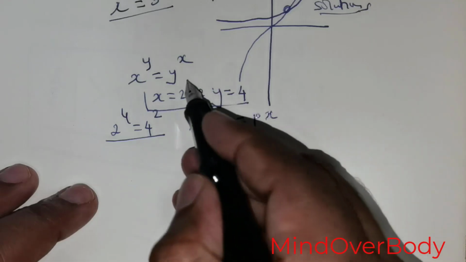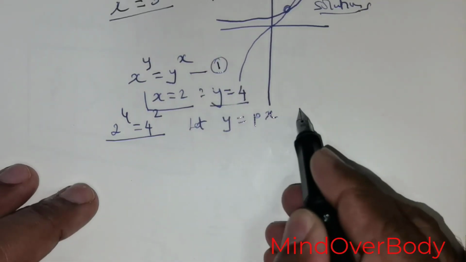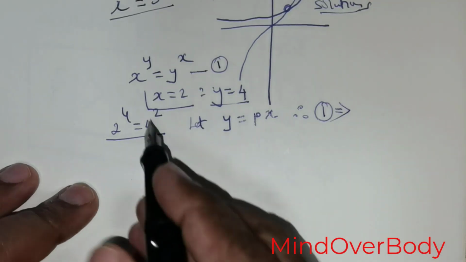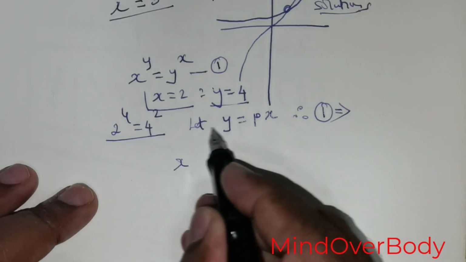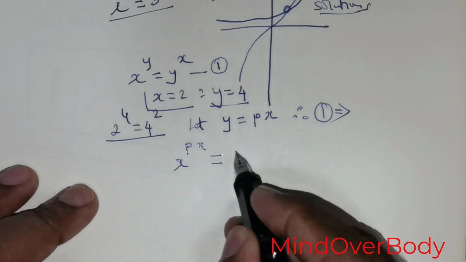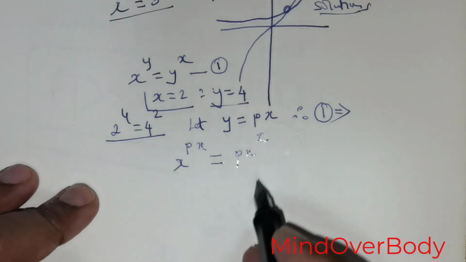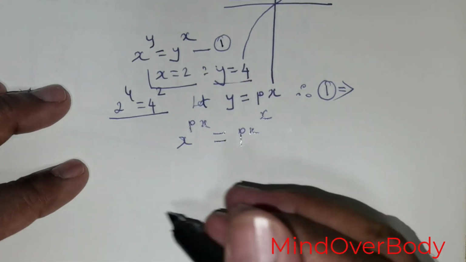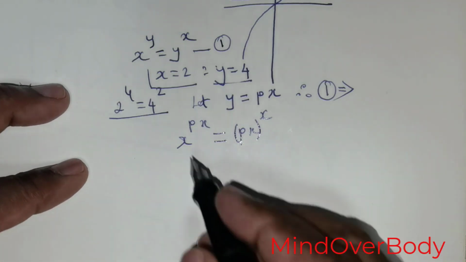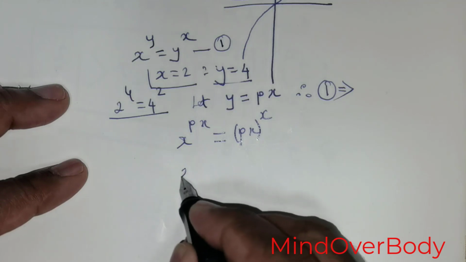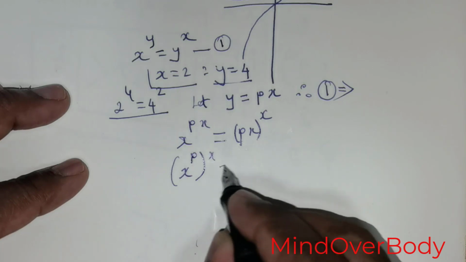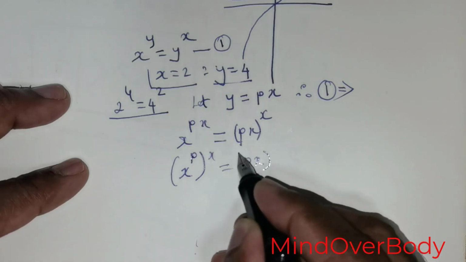Now this would mean, if I take this as 1, I can rewrite 1 as x raised to the power, in place of y I'm going to substitute px, equal to p times x. So this is how it looks. Now x raised to the power p times x, I'm going to rewrite as x raised to the power p, the whole raised to the power x, which is equal to p times x raised to the power x.